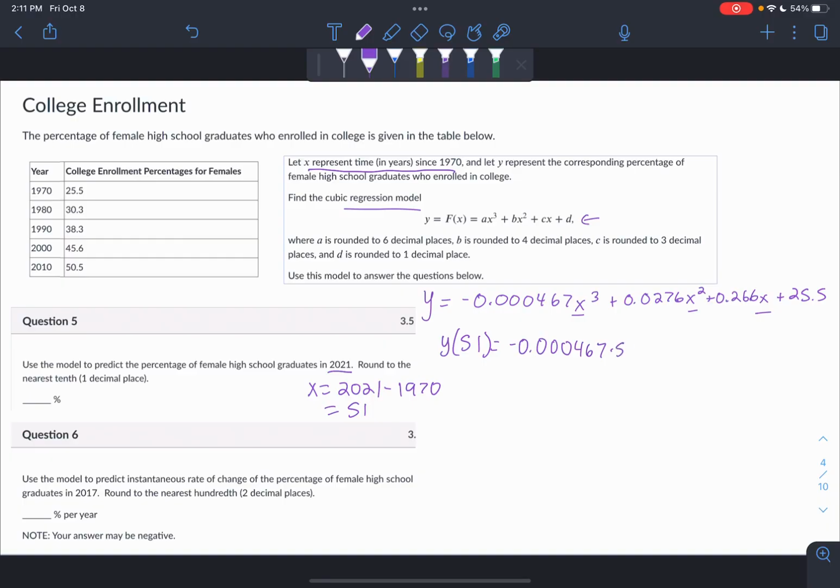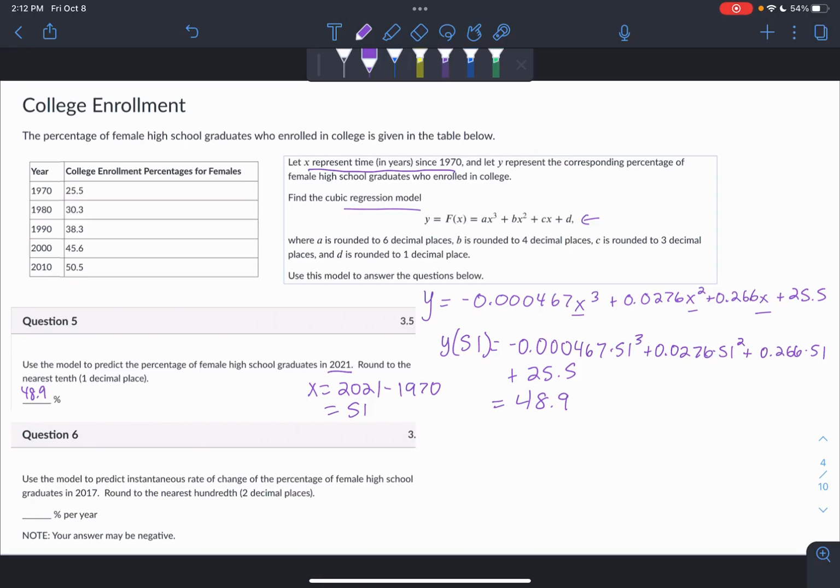Negative 0.00467 times 51 cubed plus 0.0276 times 51 squared plus 0.266 times 51 plus 25.5. So when you throw that into the calculator, you should get 48.9. And so that's our answer here.